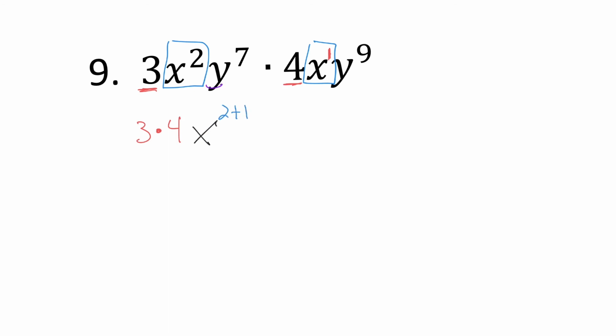Then you are going to do the y's. Y to the 7th times y to the 9th. You keep the same base y. And you add the exponents right here. So you will multiply 3 times 4. That's going to be 12. Keep the x.